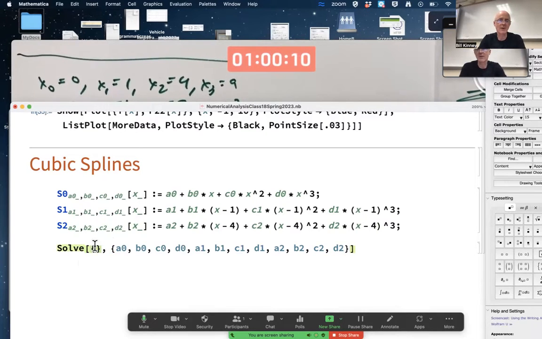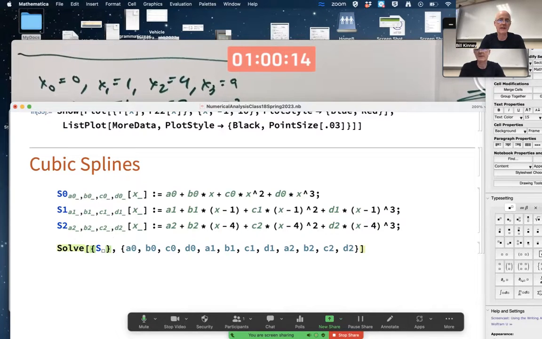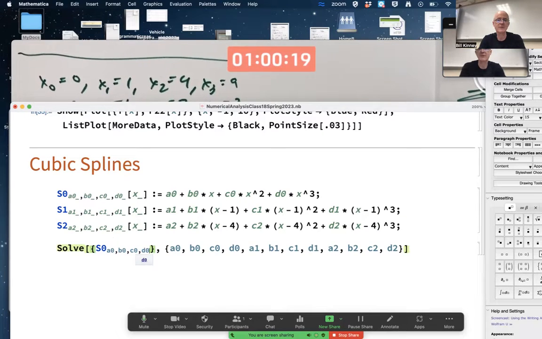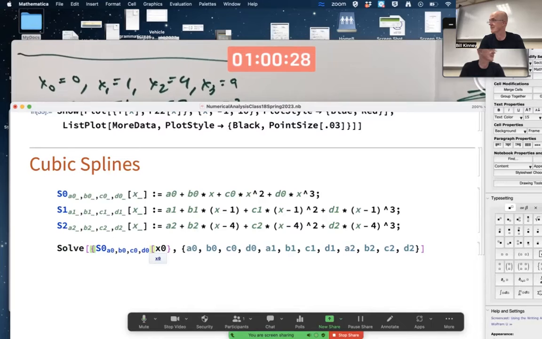Twelve unknowns. What are the 12 equations? Again, you want the function values to match up. So, for example, you want S0 of A0, B0, C0. Remember, after you use the underscores, you don't need them anymore. At the first node, which is 1, I guess I could type an X1 in there because I've already entered that. Maybe I should. To equal S1 at that same node. Oh, excuse me, the first node, not the 0th node. That's where these pieces are matching up.